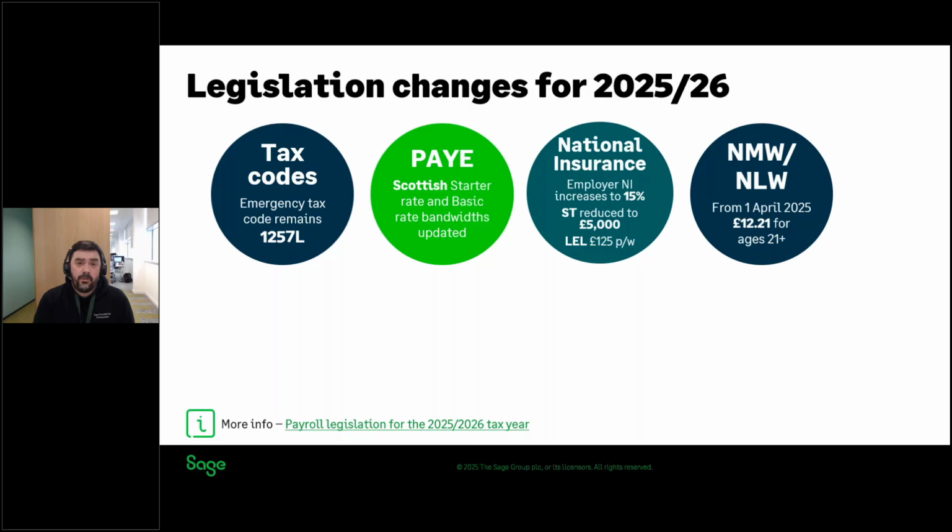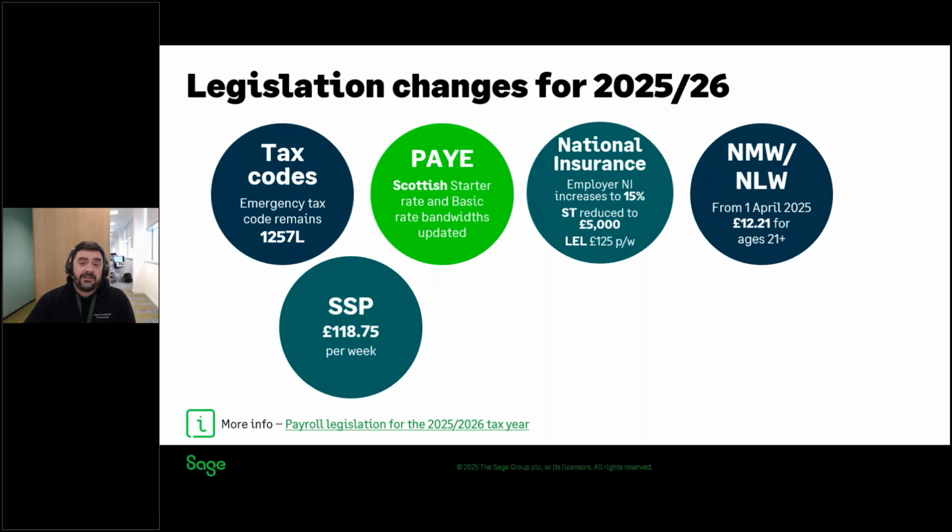Next up, national minimum wage and national living wage increases with effect from the 1st of April 2025. National living wage for employees aged 21 and above is going up to £12.21 per hour. And there are also increases to the 18 to 20 rate and 16 and 17-year-olds. You can check the new rates in the legislation settings of your programme, which I will show you in the next demo.